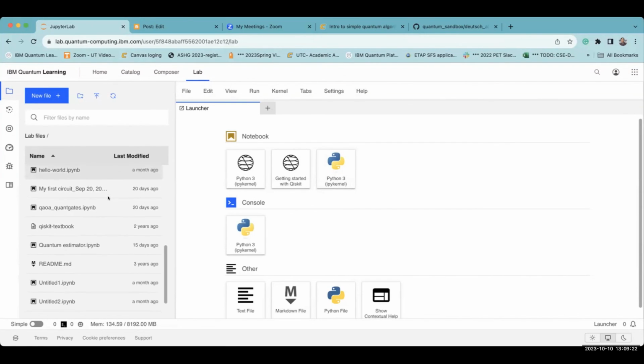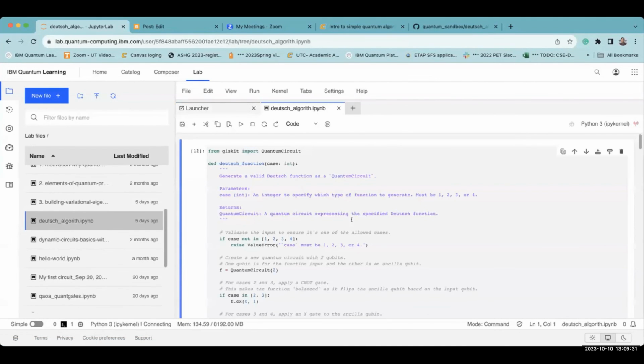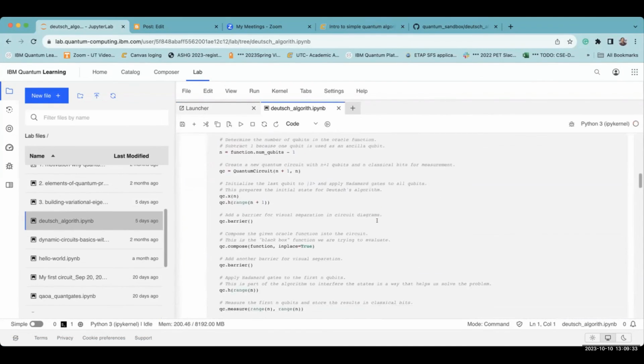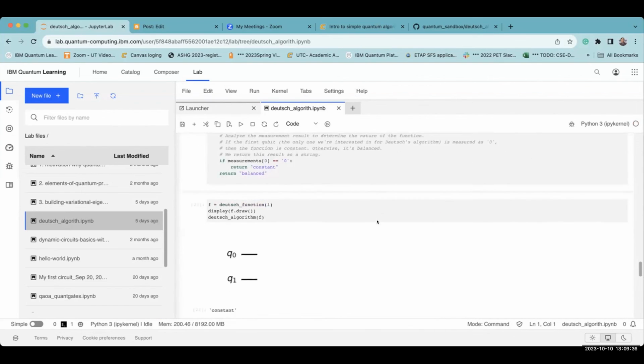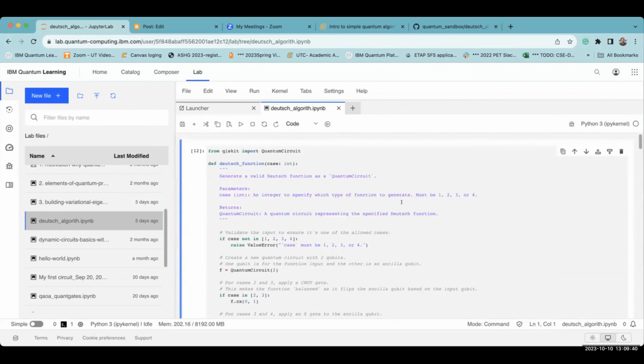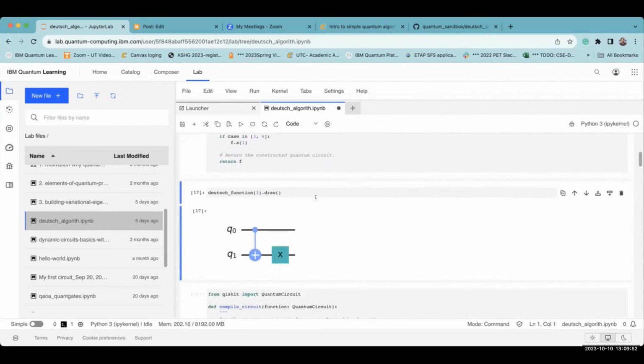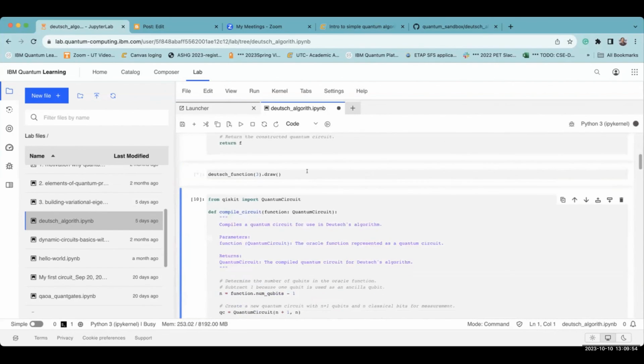And actually, I already put my Deutsch algorithm somewhere here. You can see I did it last week. I did it for all the possible choices, 1, 2, 3, 4. Well, there are only 4 choices. So if I run the first part, this is the tutorial example, number 3.